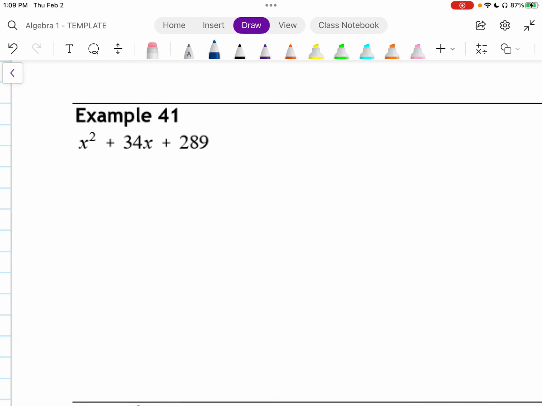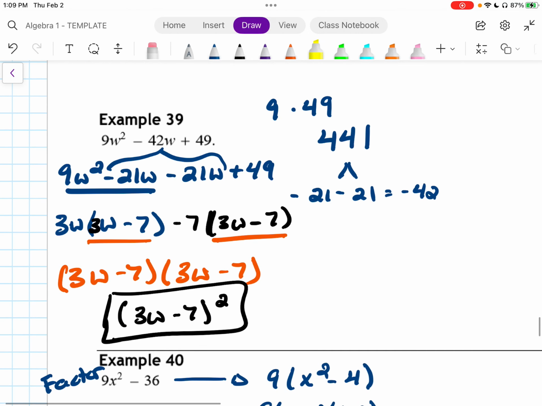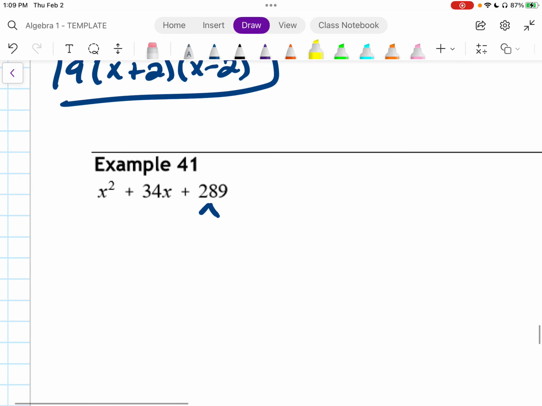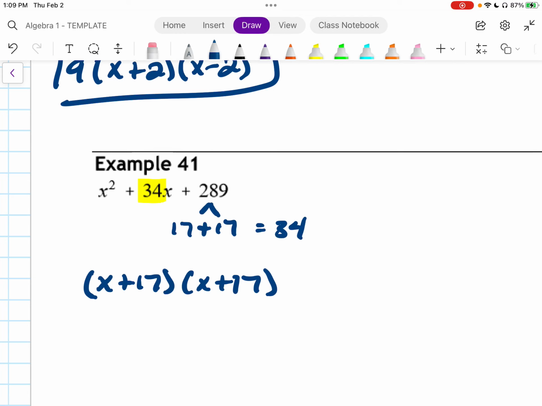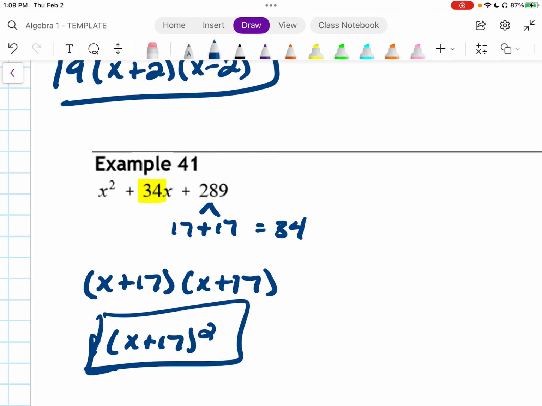Example 41. All right, looking for things that multiply. Because the last ones had duplicates, the 21s, I'm wondering if I need to look at duplicates going into 34. So what would that be? 15, 16, 17 maybe? Is 17 times 17? Oh, it is 17 and 17. So this is going to be x plus 17, x plus 17, right? 17 plus 17 is 34. And then we want to list this guy as squared, so it'll be x plus 17 squared. And there we are.